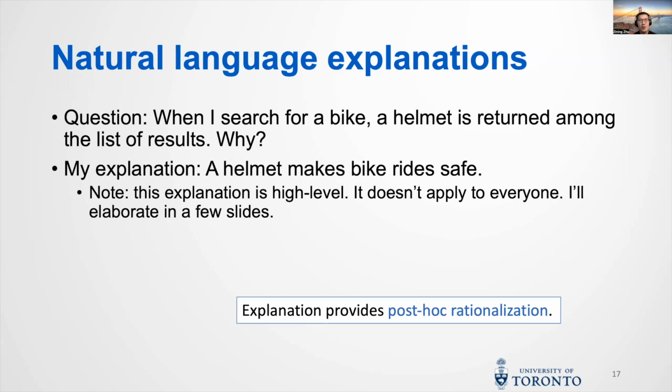And I say it's post hoc because this explanation has nothing to do with the search engine itself. The search engine can be Google, it can be Amazon, it can be anything else. And it can be based on features, it can be based on deep neural networks. It doesn't matter. As long as the scenario is out there, and you want to see why a helmet is returned among the list of results, this explanation could apply.